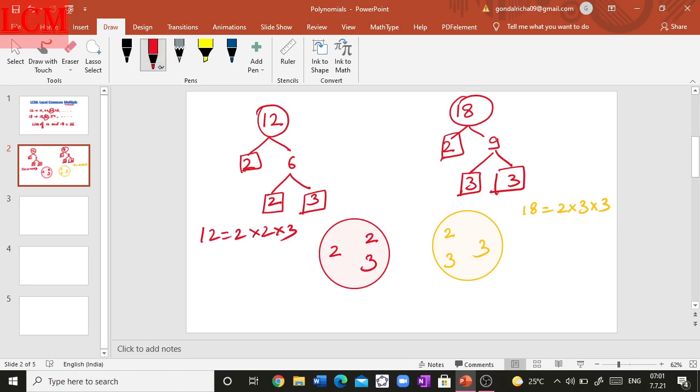So if you are taking the LCM, the LCM will have all the factors of number 1 first. So number 1 is 12. So we have to write first all the possible factors of 12.